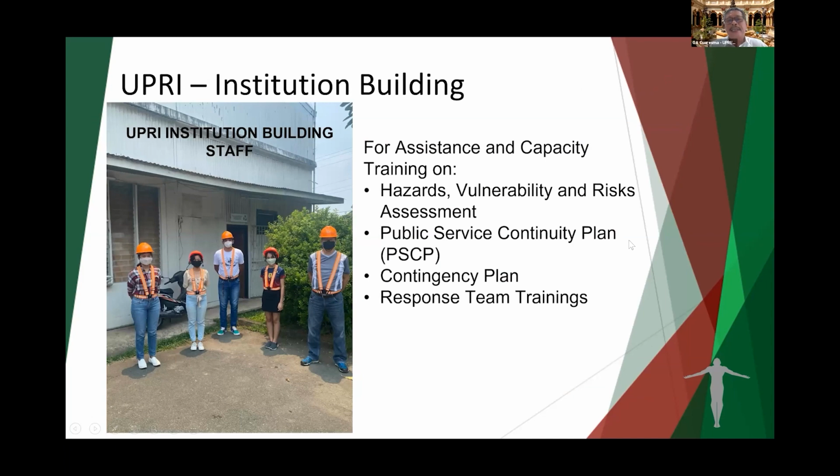And finally, for assistance and capacity trainings on hazard, vulnerability, and risk assessment, public service and continuity planning, contingency planning, and even response team trainings, you may contact us, the UP Resilience Institute Office of Institution Building. We are only five, only five staff now. This is Sunny Ongkiko, our Chief Science Research Specialist. He's also well trained in the ICS and a first responder also.